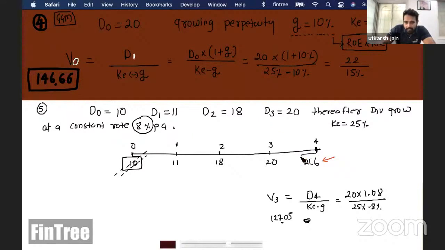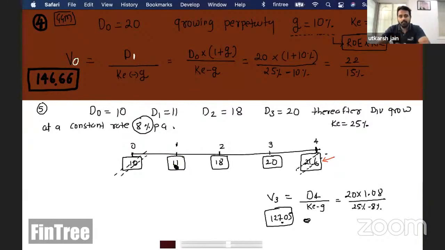Do you think 21.6 should be discounted backwards? Yes or no? No again. And why is that? Because this 21.6 is the cash flow after the terminal value. My terminal value is in year 3. So I'm not going to take any cash flow after the terminal value. I don't need to.